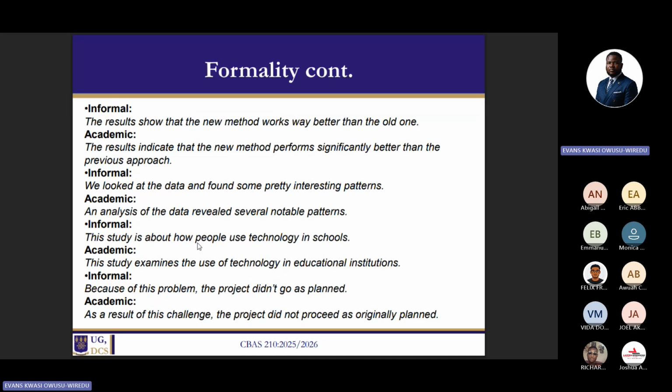For us, we are not yet graduated into the world, and so we remain in the community called academic community. So in as much as we are communicating as professionals, we communicate also academically because we are doing it for the purposes of studies, right? So let's bear that in mind. And so this is how come you have informal and then you have what? Academic. You get it. So a sentence like the results show that the new method works way better than the old one. It's a normal way of speaking, right?